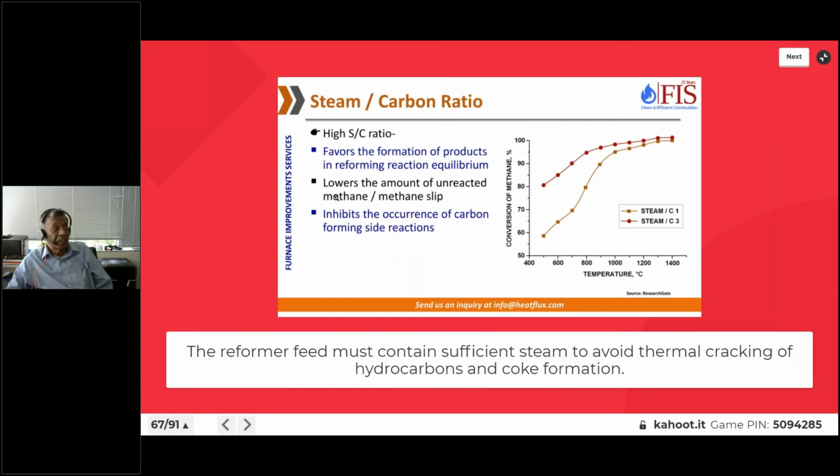Steam to carbon ratio: high steam to carbon ratio favors products in reforming. If you see 1 and 3, basically we get much more of this. It lowers the amount of unreacted methane, or methane slip. But the most important thing is prevention of carbon forming side reactions. That's the most important reason why we use a higher steam to carbon ratio.